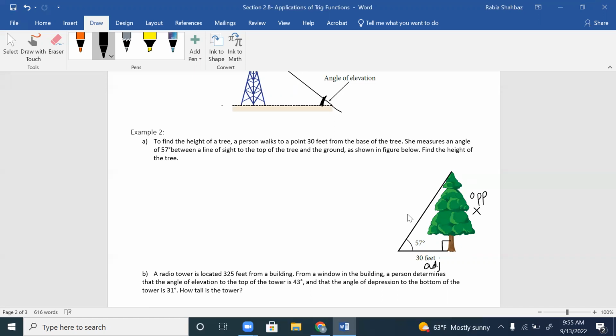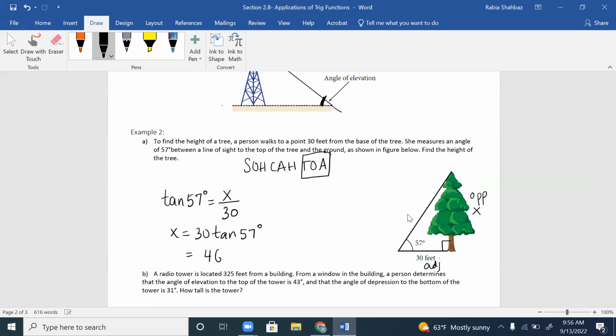The trig ratio that we're going to use, sometimes it helps people to use the SOHCAHTOA acronym. Adjacent and opposite are the two sides that we have here. One is given and one we're looking for. That means that we should use tangent. So tangent of 57 is equal to opposite over adjacent. So I will multiply 30 to both sides. And let's put it in our calculators.